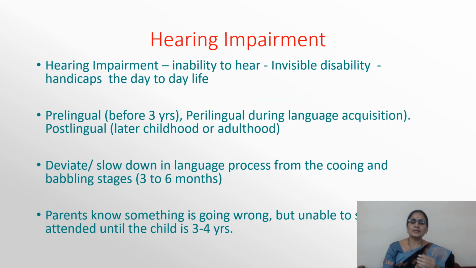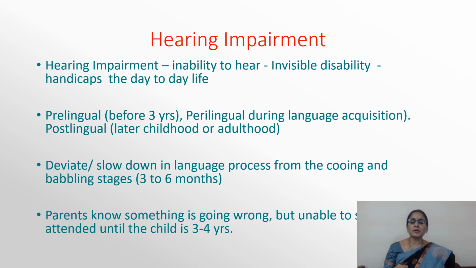This is also called hearing impairment. Hearing impairment is nothing but inability to hear. They can't hear what others are saying. Another characteristic of hearing impairment is that it is an invisible disability. Unlike a person with visual impairment or developmental disabilities, we can't confirm just by seeing that a person has a hearing loss. Through behavior alone, we are able to identify that. Hearing impairment handicaps the person from living day-to-day life effectively.